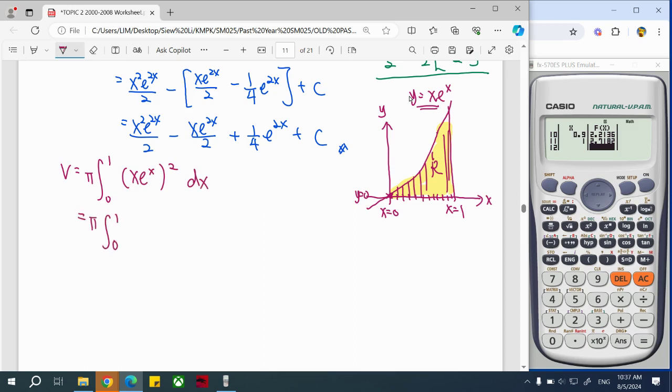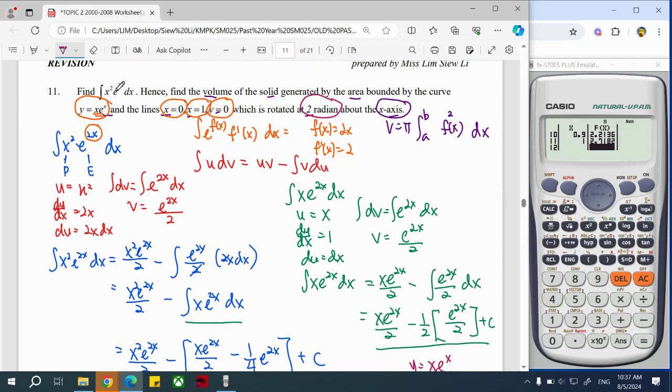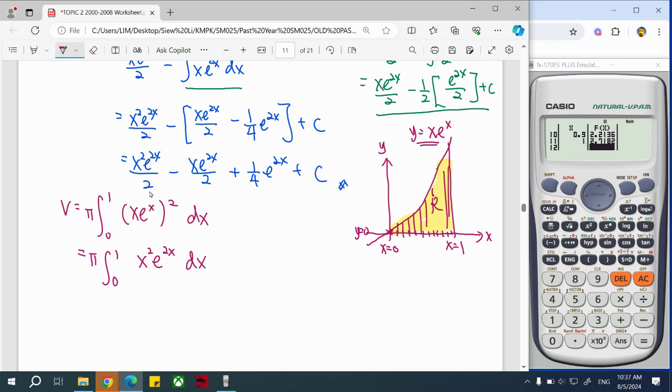So we simplify our function. When we square, it will be x squared e to the 2x. Then we look back at this integration, x squared e to the x, the question from the first part. Finding this integration gives us this as a final answer. So we substitute the answer obtained from the first part, which is x squared e to the x over 2 minus x e to the x over 2 plus 1 over 4 e to the x. So plus c is not needed because when we come to volume, it's a definite integral.